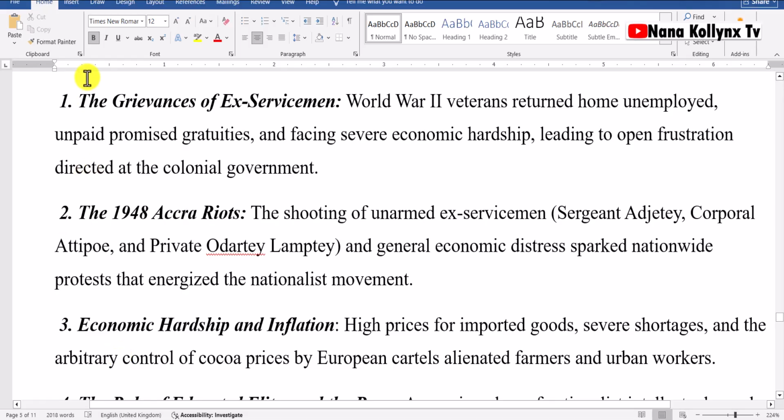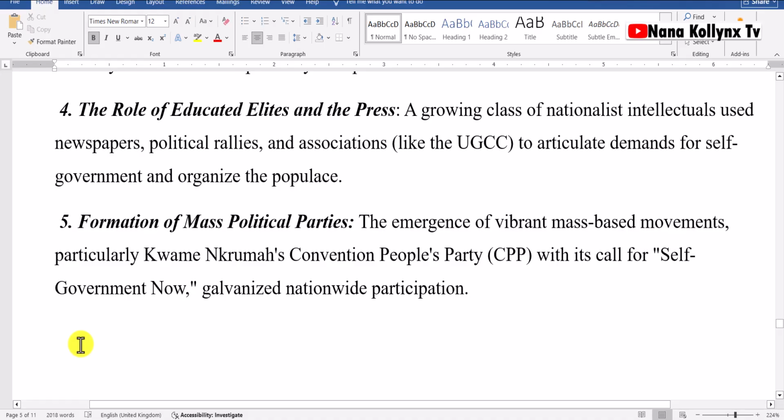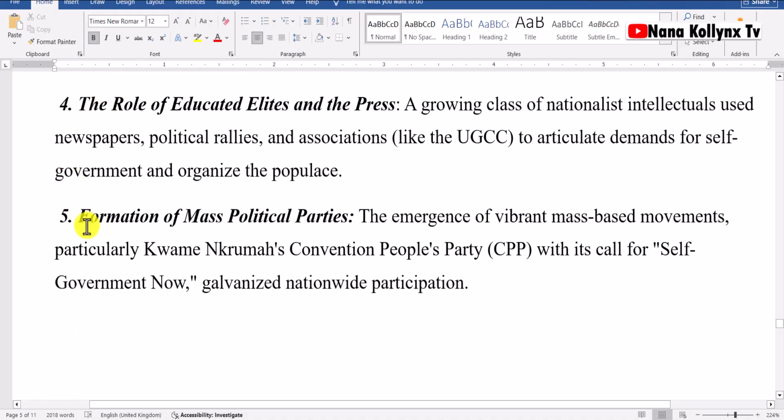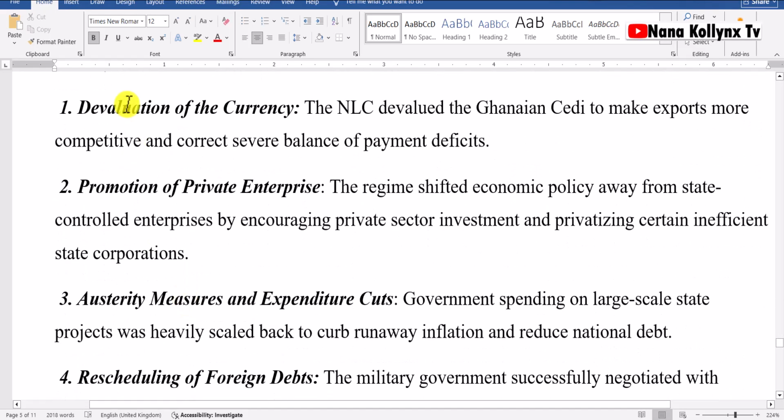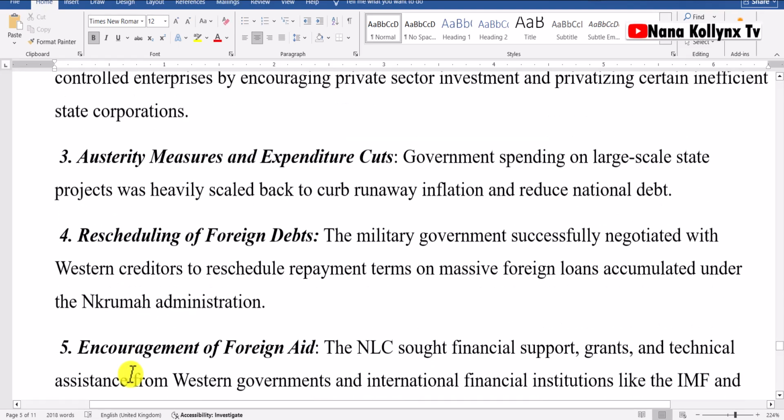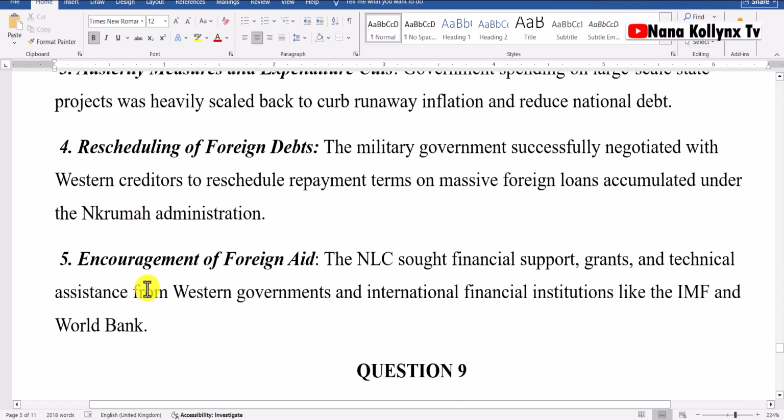We have 1. We have 2. We have 3. And then we have 4. We have 5. Good. 8. Measures implemented by the National Liberation Council to address economic challenges: devaluation, promotion of private enterprise, austerity measures, rescheduling foreign debts. They are all here for you.